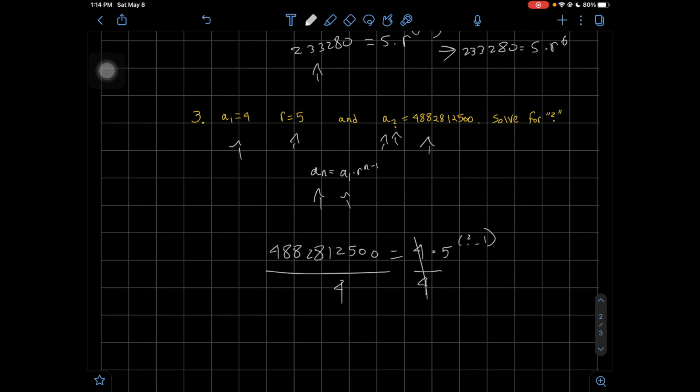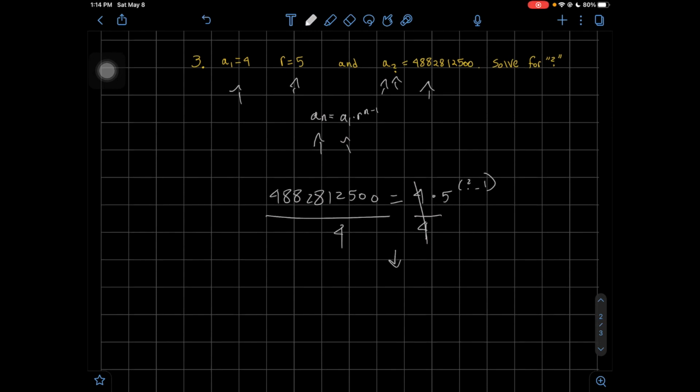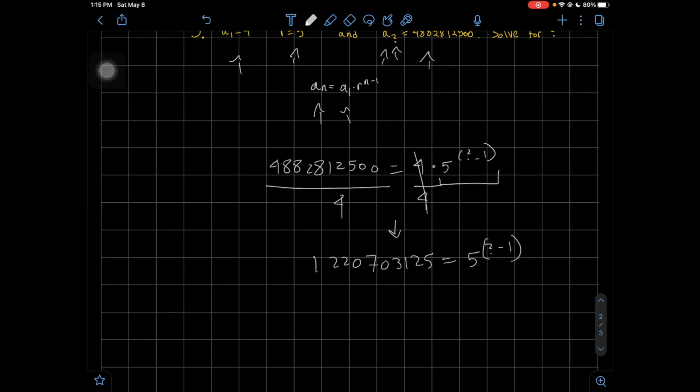So if we divide our really big number by 4, we get another big number, which is 12207033125 equals, and we still have our 5 to the power of question mark minus 1. Well, now we can see that we have a 5 as our base, and it's going to the power of question mark minus 1. We can't take any type of root at this point because we don't know our actual exponent. But what we can do is take the log.